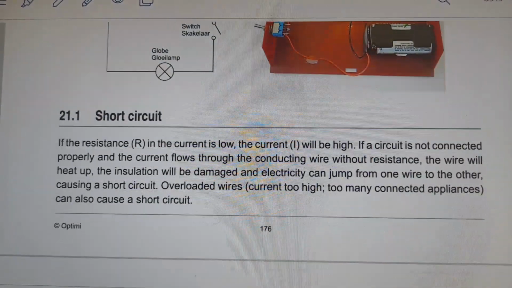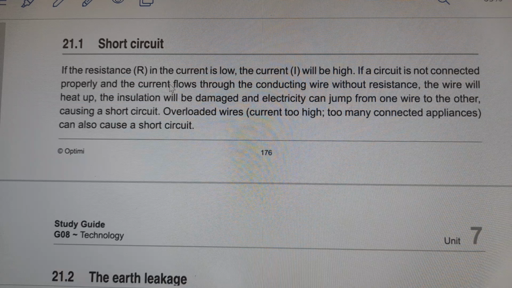And now, what is a short circuit? If the resistance R in the circuit is low, the current I will be high. Resistance and current are opposite. If resistance is low, current will be high.